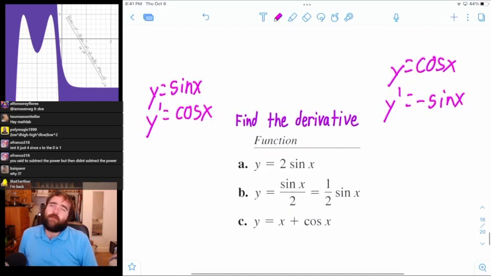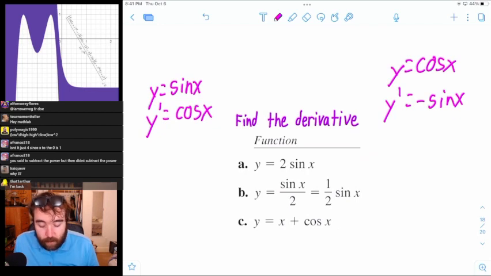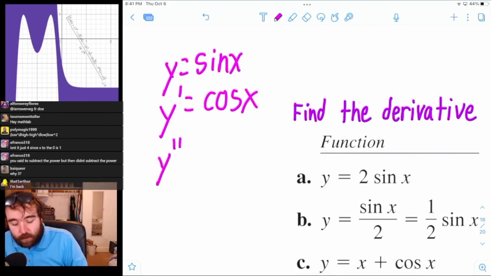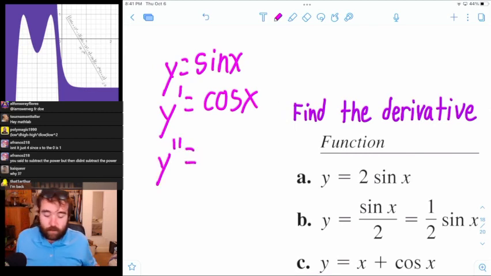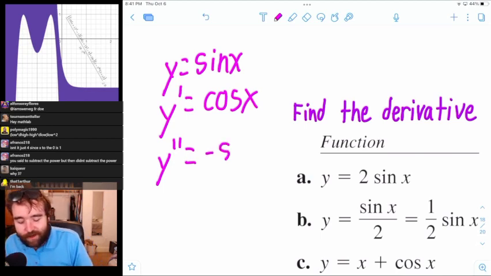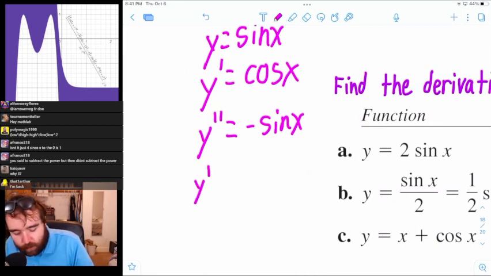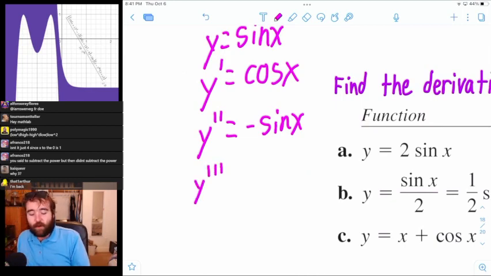I suppose we could probably find them with the limit definition. Maybe we'll do that as well. But we just really need to know these. And one thing that is interesting is look how it's going to cycle. So like if we did the second derivative, we took the derivative again of cosine. Well, we just said it's negative sine of x. But then if we take the derivative again, well, the derivative of sine is cosine.